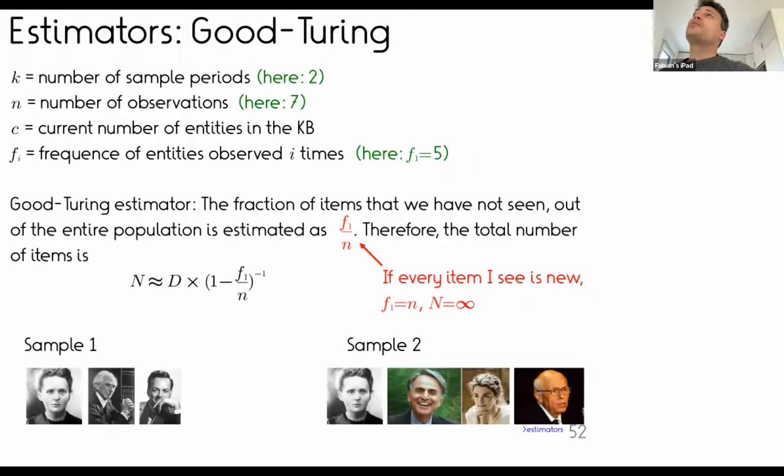And then you would assume that the proportion of people we have not seen is everybody. Yeah, so we are actually assuming that the overall number of people is infinite if we keep seeing new people. Now that's the idea of the Good-Turing estimator.